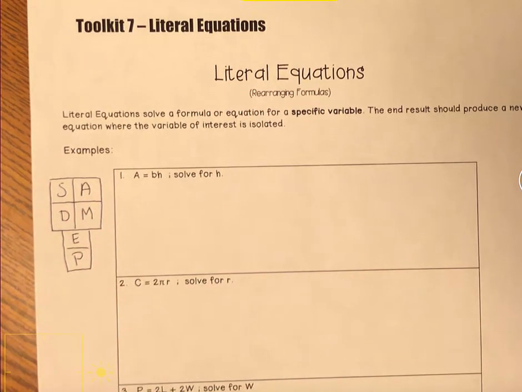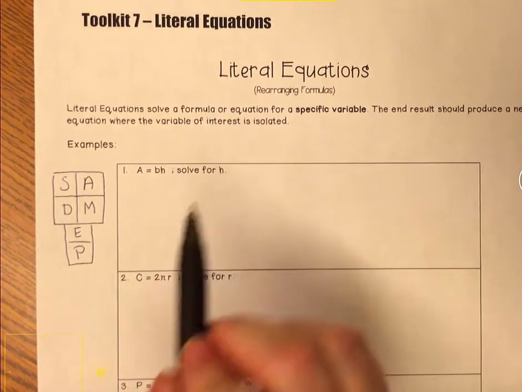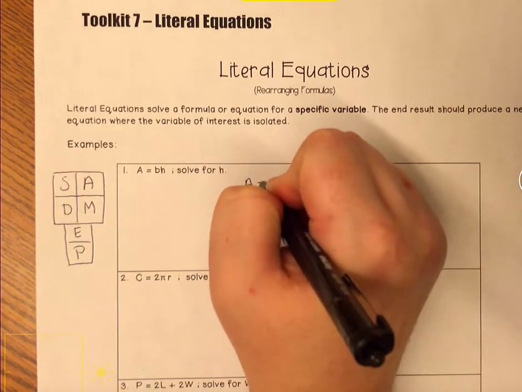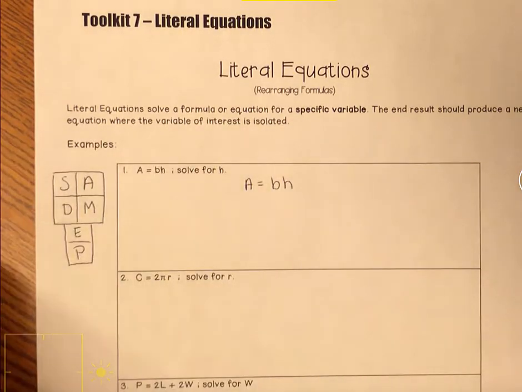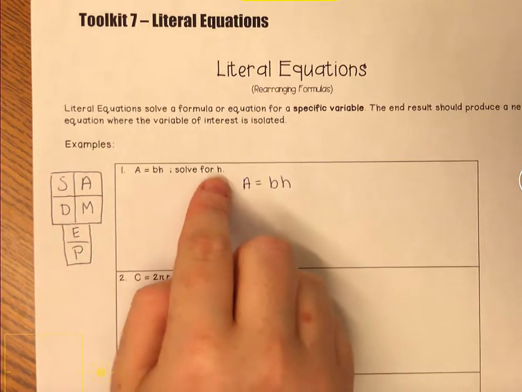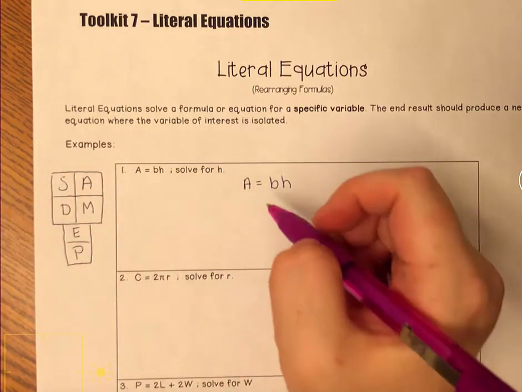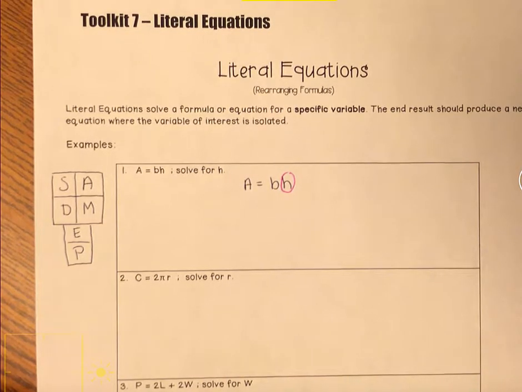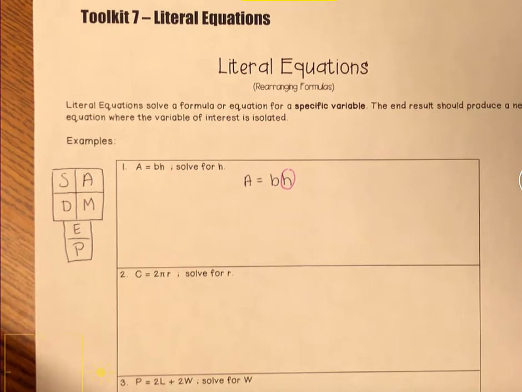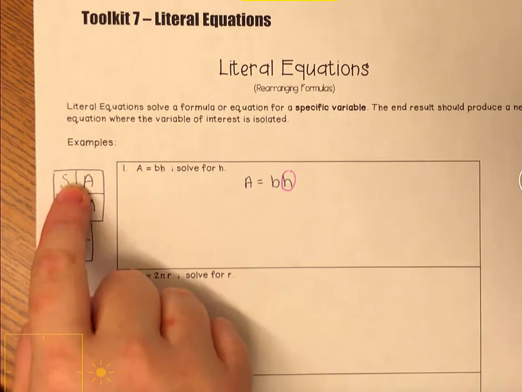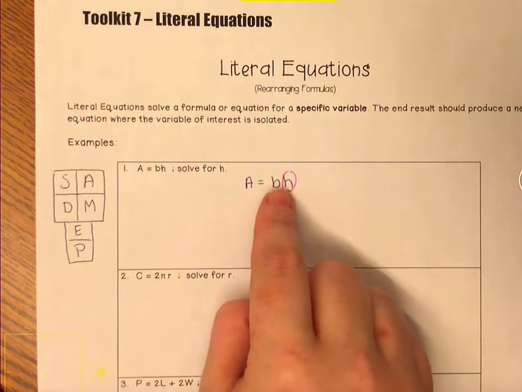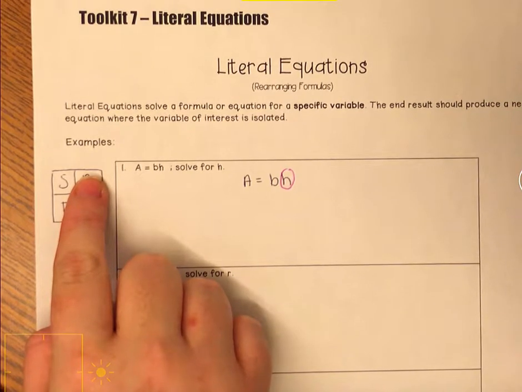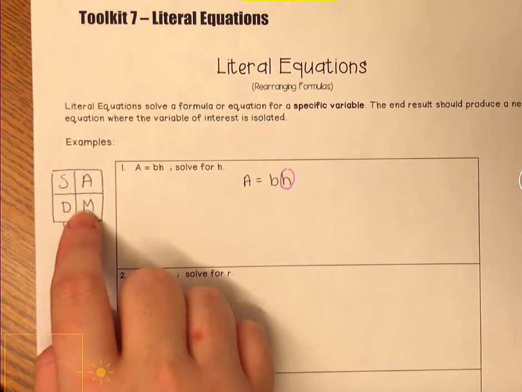So our first equation is A equals BH, but we want to solve for H. So what I'm going to do is rewrite this problem so that I can work with it. A equals BH. Because I want to solve for H, I'm going to circle that H in pink. I don't want to touch it. I want to make sure that I get everything away from that letter H. So I look, there's nothing that I can add and subtract away from H because B is multiplied to it. So if I don't have to do subtraction or addition, I have to go down to division and multiplication.